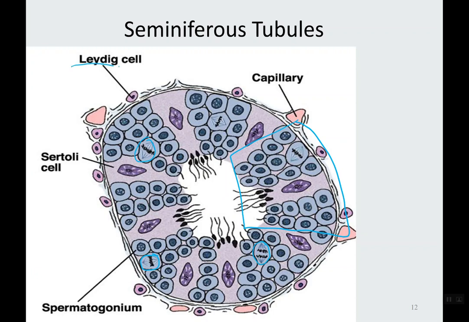Also note that the Leydig cell, these produce testosterone, is not inside of the tubule. They are outside. So if I ask you on a test, true or false, the cells of Leydig are inside the seminiferous tubules, you will say no. Also note that Sertoli cell is another word for sustentacular cell.